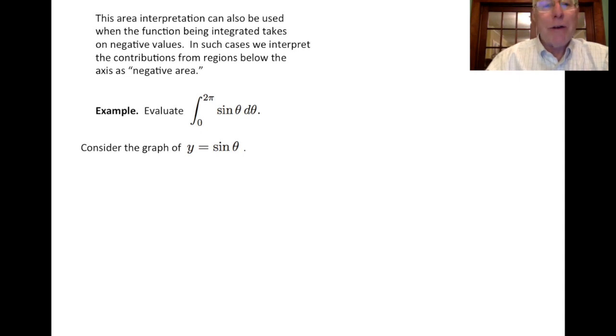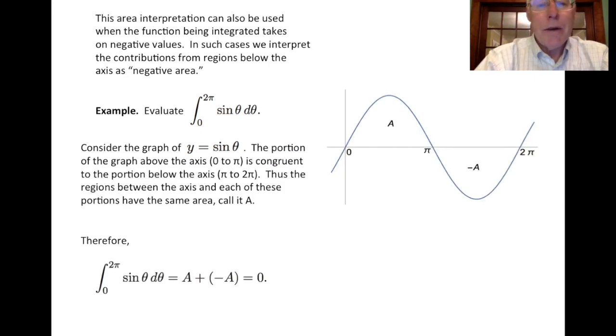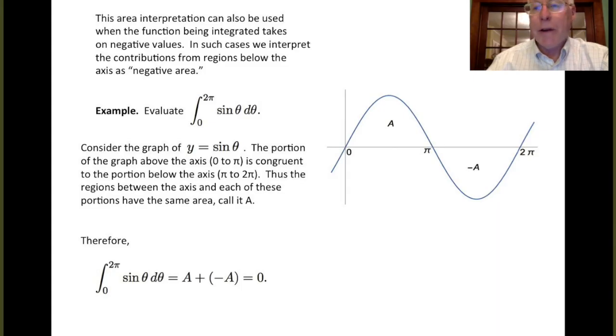So once again, we're going to appeal to areas to solve this. So we graph the function. So here's the graph of y equals sine theta on the interval from 0 to 2 pi, and actually a little bit more. And so we're going from here to here. And if we use our interpretation of areas below the axis being negative, we can observe the following. So these two regions under the graph, these parts of the curve, these are congruent. In other words, they have the same shape and same area, etc.